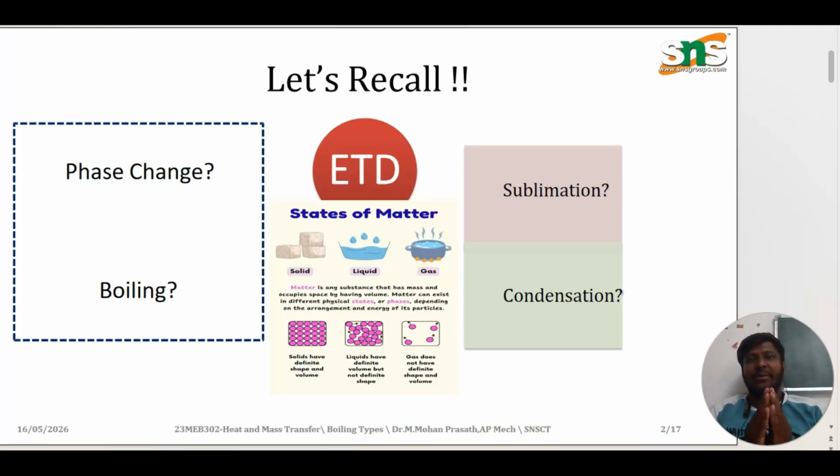What is phase change? Phase change is a change of state from liquid to vapor. In phase change there are two types: one is boiling and the other is condensation. Boiling is a process of converting water to vapor. Condensation is a process of converting vapor to liquid. This is called condensation.